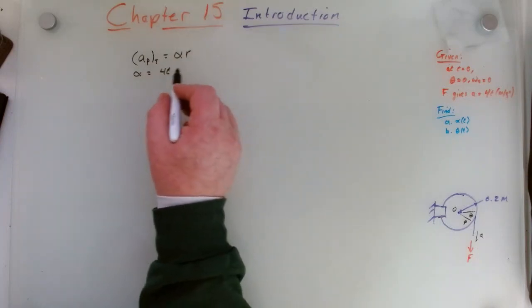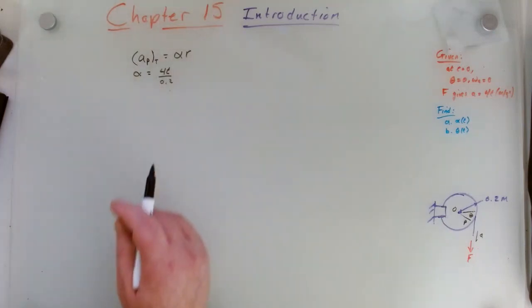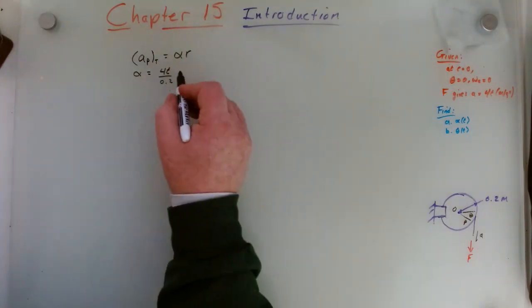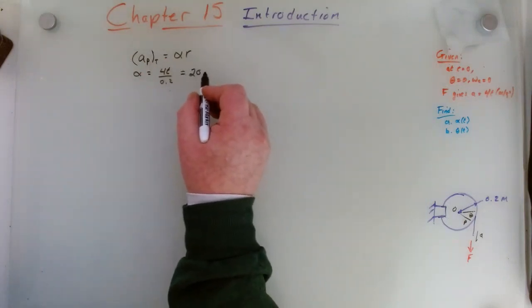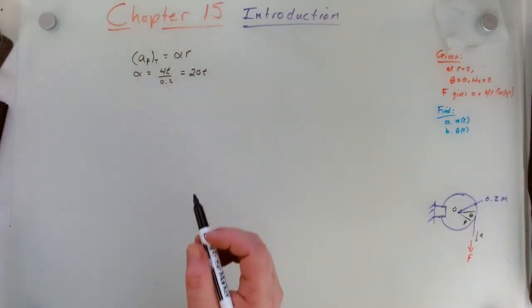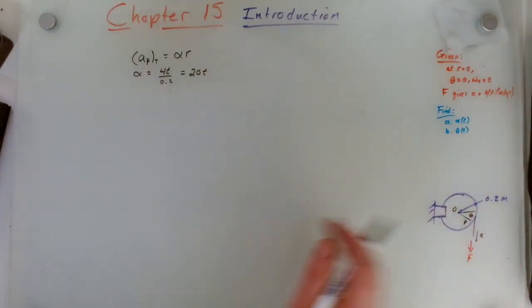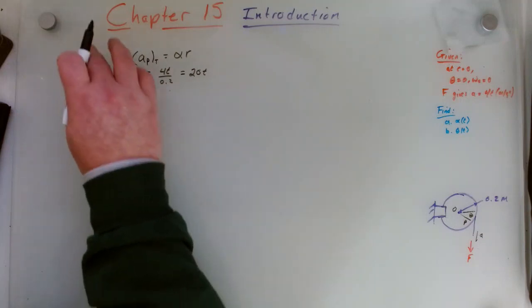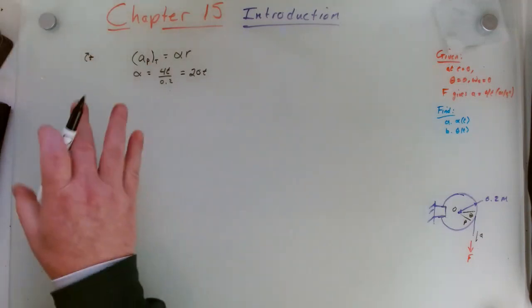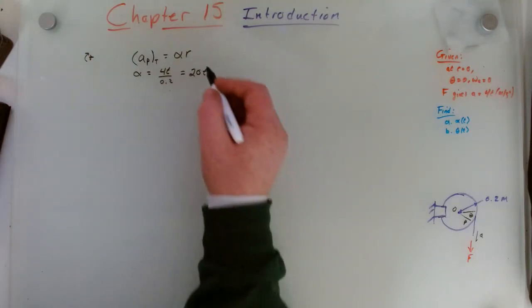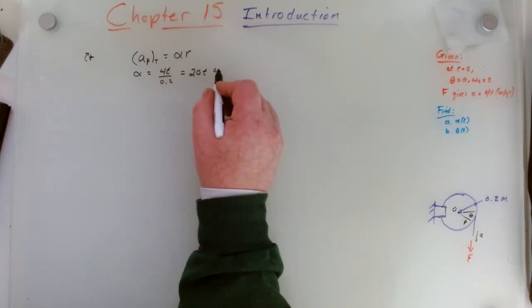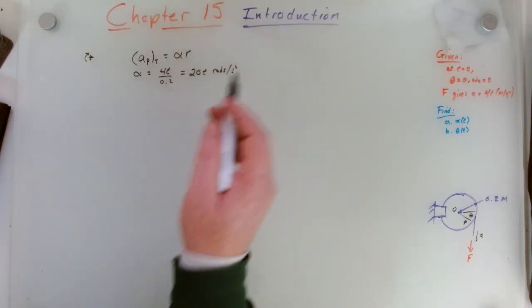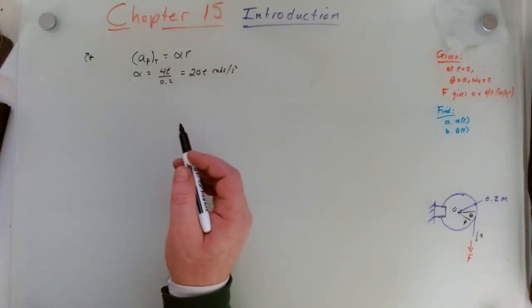And alpha is 4t over 0.2. Let's see. 4 divided by 0.2 is 20. So this is 20t. And welcome to the world of you have to define the positive direction now on pretty much every problem. So just get used to adding a symbol like this somewhere on the page so that you're defining positive. And this is rad per second squared. I usually write rad per second squared, that way I don't get confused about the s.